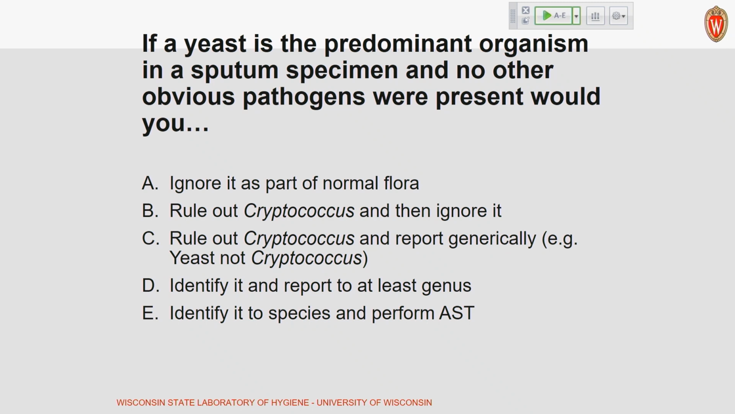So, clicker question here. If a yeast is the predominant organism in a sputum specimen and no other obvious pathogens were present, we're talking about culture, remember, would you, A, ignore it as part of normal flora, B, rule out Cryptococcus and then ignore it, C, rule out Cryptococcus and report generically, such as yeast not Cryptococcus, D, identify it and report to at least a genus, or E, identify it to species and perform AST.